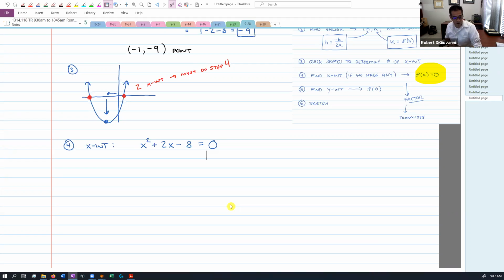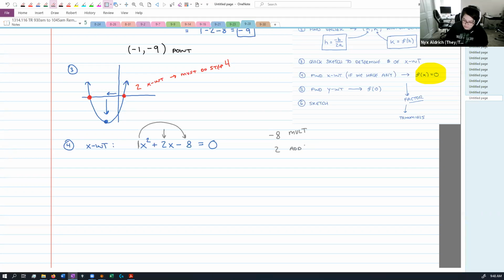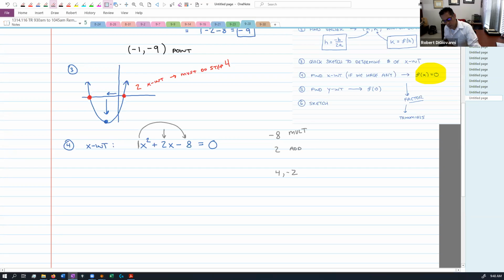So the way we factor this, and this goes back to the beginning of this class, right? How do you factor this? You multiply those 2 numbers together. Does this look familiar? You need to find 2 numbers that multiply to be -8, but add up to be this number 2. So can somebody tell me 2 numbers that multiply to be -8, but add up to be 2? 4 and -2, is that what you said? 4 and -2?